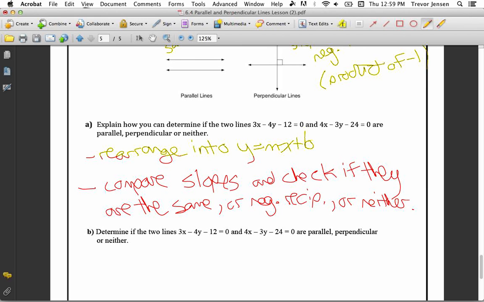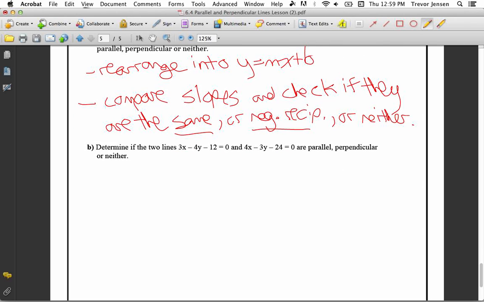If the lines have identical slopes, then they're parallel. So if the same slopes, they're parallel. Negative reciprocal slopes, then they're perpendicular. If neither of those are true, that they're not the same and they're not negative reciprocals, then the two lines aren't parallel or perpendicular. They're neither.